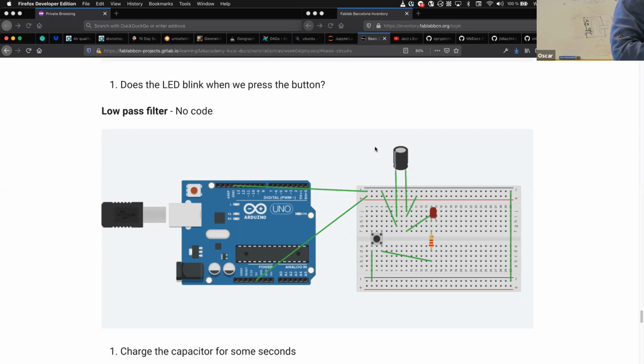Okay, the capacitor is the black thing. Yeah, and the other thing, this is a switch.